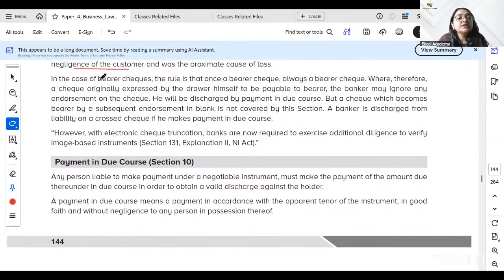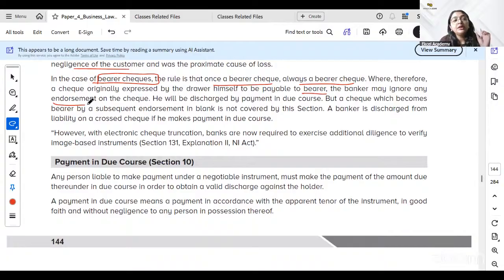In case of a bearer check, the rule is once a bearer check, always a bearer check, right? So for a check originally expressed by the drawer himself to be payable to bearer, the banker may ignore any endorsement. Why? Because the drawer himself had said that this check is going to be a bearer check, so endorsement is not required, right? When do you think endorsements will be required?